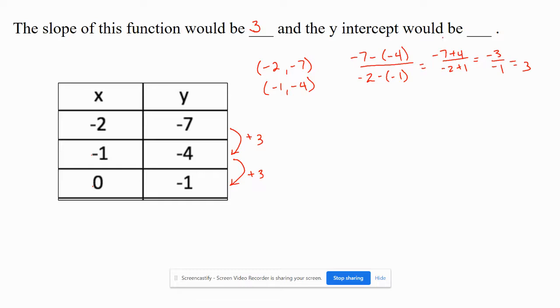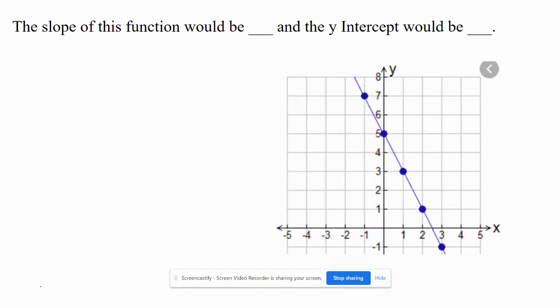And our y-intercept would be wherever x is 0. So x is 0 right here. Therefore, our y-intercept should be -1 on the graph. All right. And if I'm going too fast, of course, you can pause and rewind this video. Please feel free to do that.